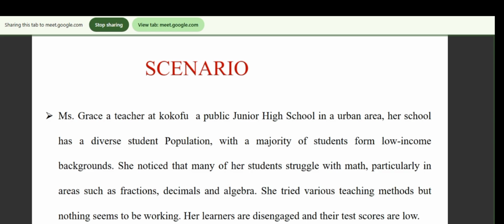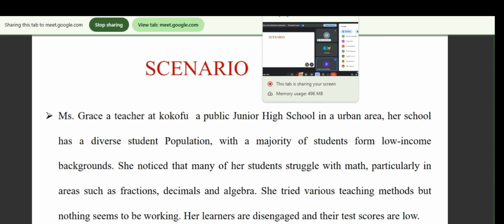So here I have pointed out three key topics in mathematics. I said fractions, decimals, and algebra. She tried various teaching methods, but nothing seems to be working. Her learners are disengaged and their test scores are low. So from this scenario, let's look at how best we can construct an action research topic.